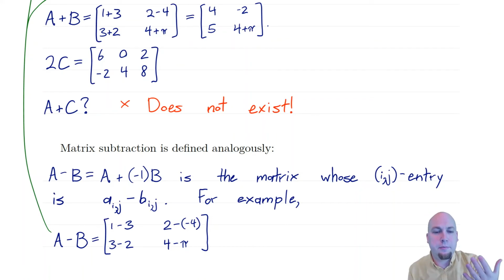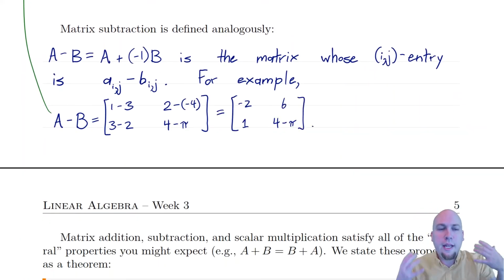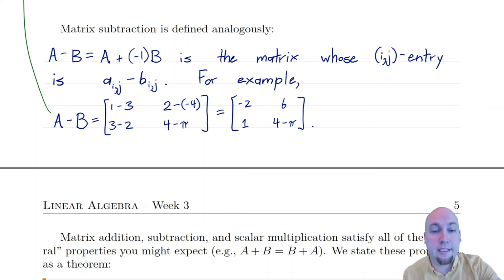So you just subtract entry-wise. And really, it's nothing surprising. It's just what you would do, even if I didn't tell you how to do it. This is what you would guess matrix subtraction is. So 1 minus 3, that's minus 2. 2 minus minus 4, be careful of your double negatives, that's 2 plus 4, which is 6. And then all the other entries are similar. And again, you can't really simplify the 4 minus pi. It just is what it is.